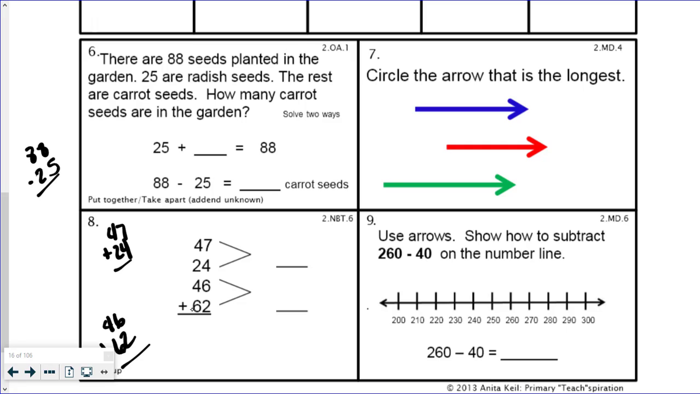And our last one, number 9, it says use arrows. Show how to subtract 260 minus 40 on the number line. So our number line looks like it's counting by tens. And so remember, 40 is 4 tens, and we're going to be going backwards because we're subtracting. Go ahead and pause your video, do number 9.